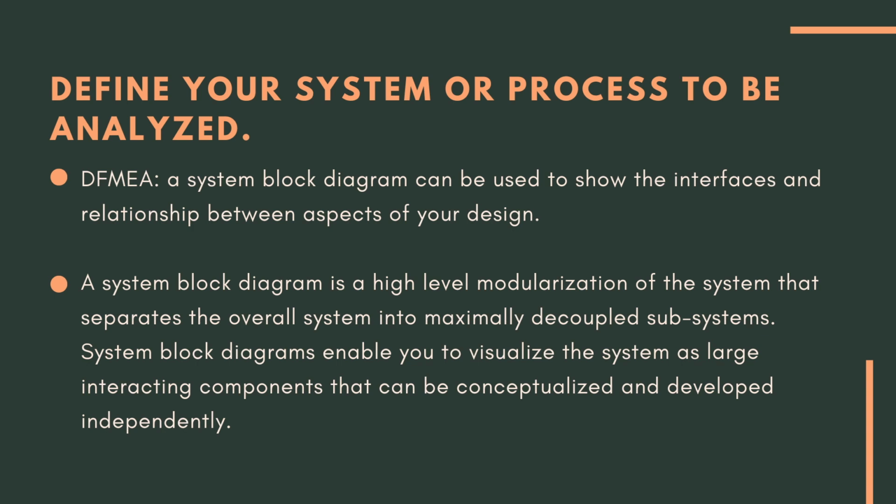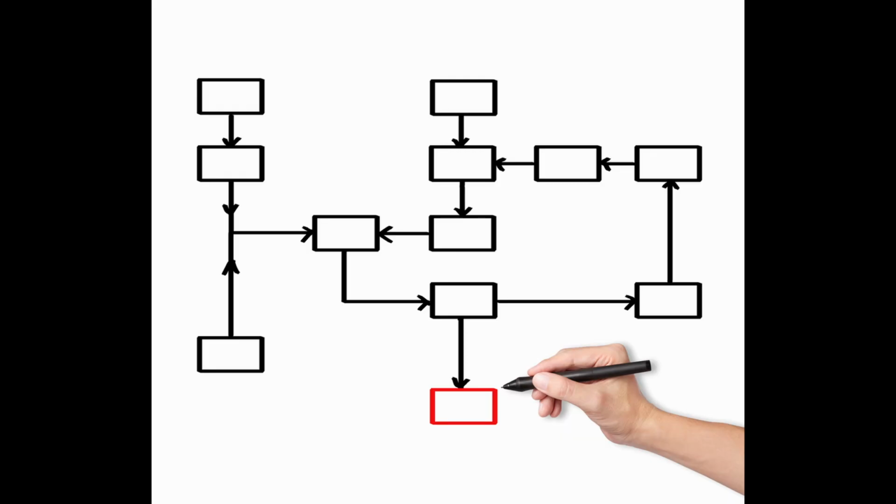By having little knowledge of the subject, you risk going off target and the results may be erroneous. Regarding the FMEA, a system block diagram can be used to show the interfaces and the relationship between aspects of your design. As illustrated, a system block diagram is a high-level modularization of the system that separates the overall system into maximally decoupled subsystems.